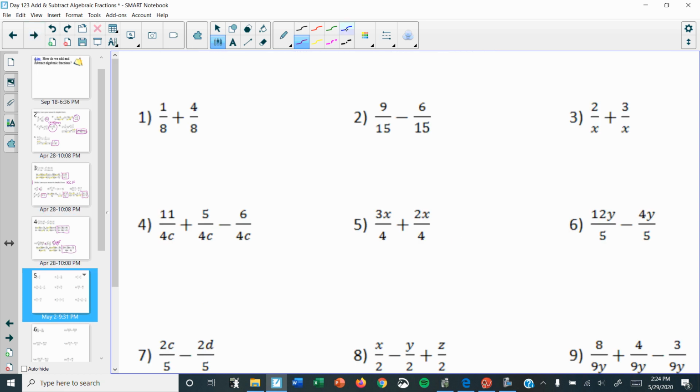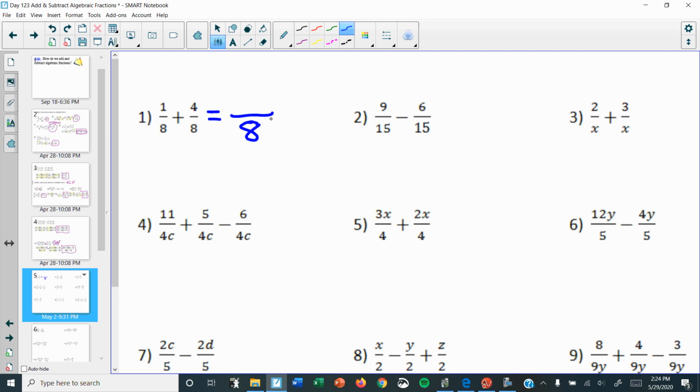Okay. With adding and subtracting, let's go back to elementary school, 6th grade. In order to add and subtract, there's one gigantic rule. The denominators have to be the same. You are not allowed to add or subtract unless the denominators are the same. So if they are the same, it's an easy question. Remember, you keep the denominator the same. Don't you dare write 16.